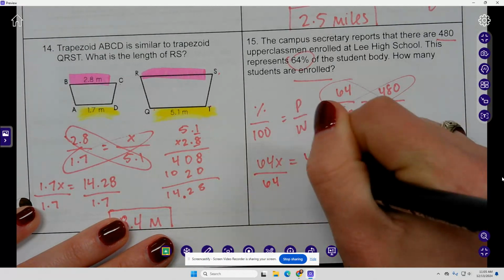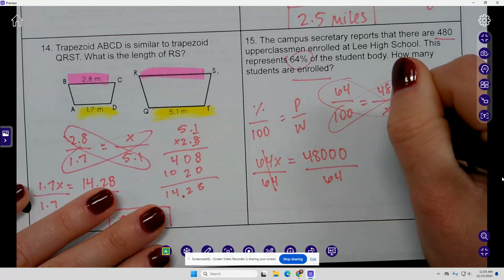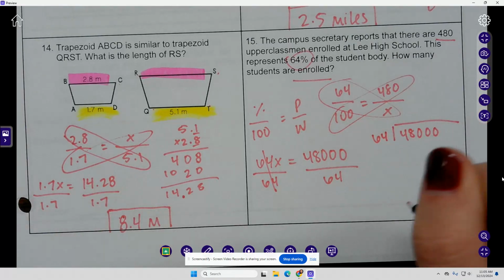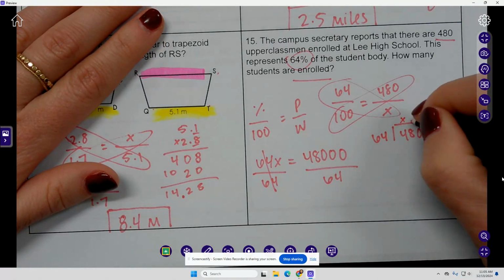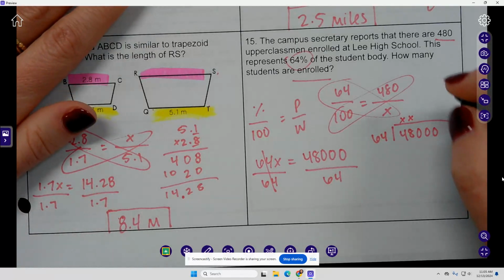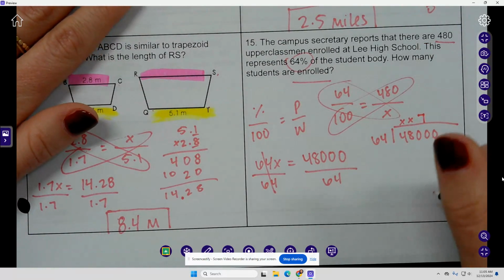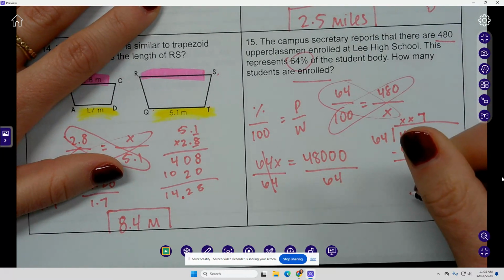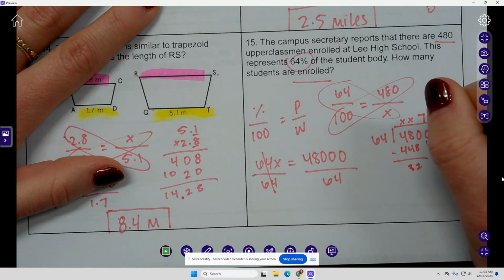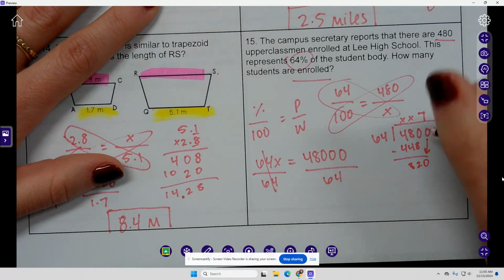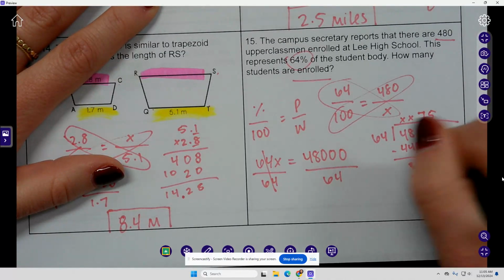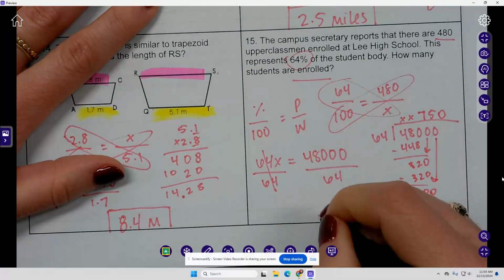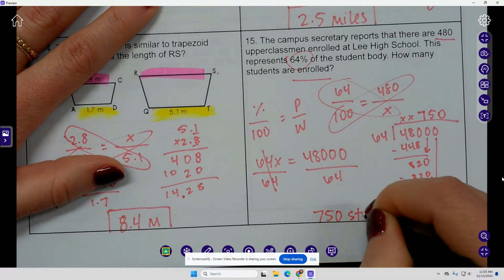I'm going to divide by 64. 64 can't go into 4 or 48, but it can go into 480 7 times. 64 times 7 is 448. When I subtract that, I get 32. Bring down my 0. 64 can go into 320 5 times, exactly. Bring down my last 0. 64 can go into 0 0 times. So the total number of students enrolled are 750 students.